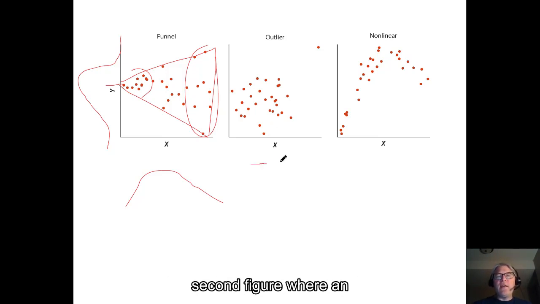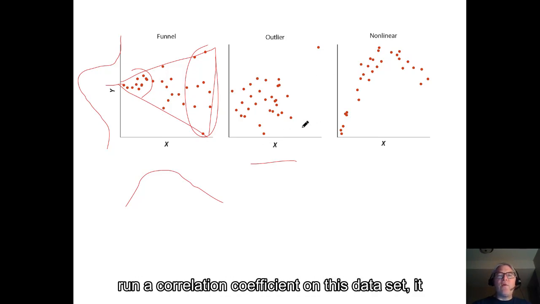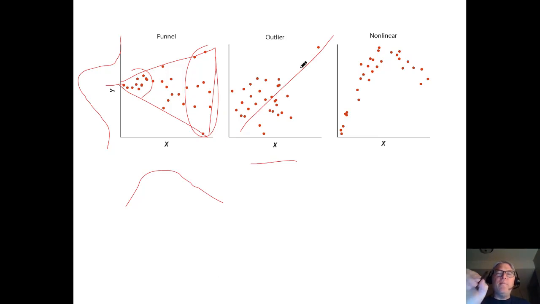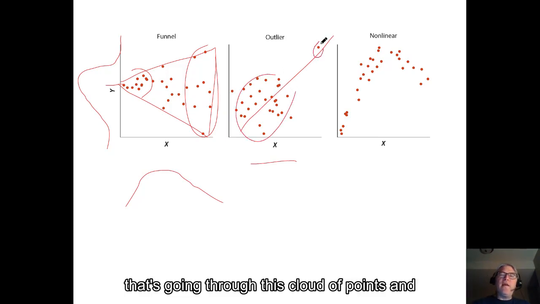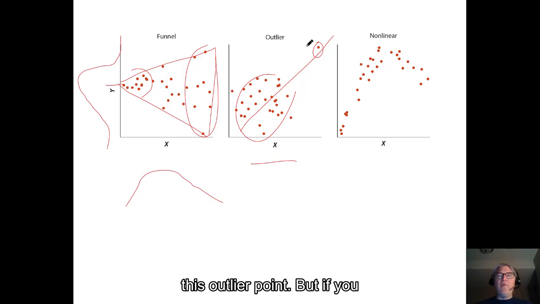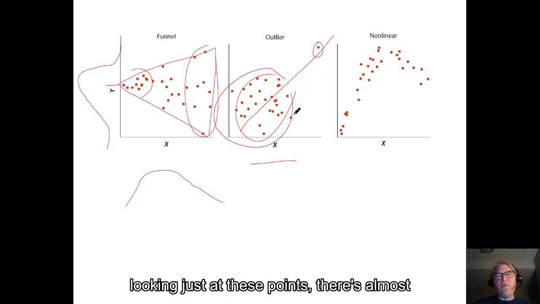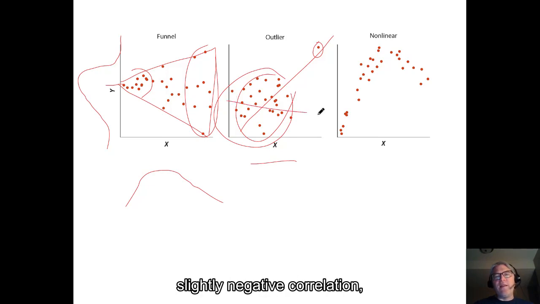And here's an example in the second figure where an outlier strongly affects things. If you were to run a correlation coefficient on this data set, it would pick up this linear trend that's going through this cloud of points and this outlier point. But if you imagine dropping that outlier point and looking just at these points, there's almost no correlation at all. Maybe a slightly negative correlation, probably not a significant correlation. So regression is really sensitive to outliers.